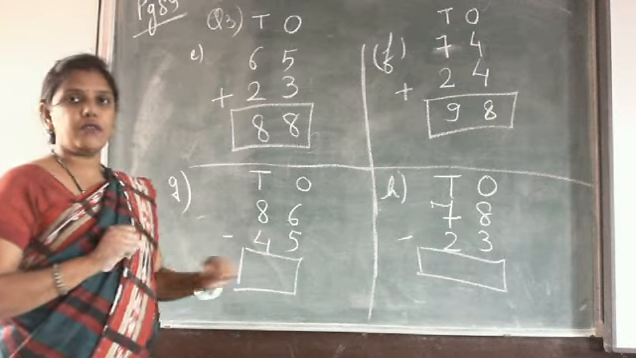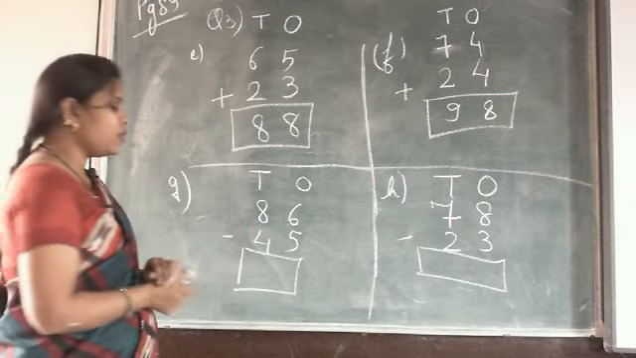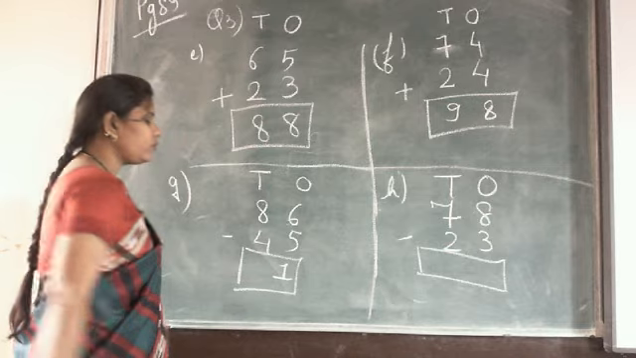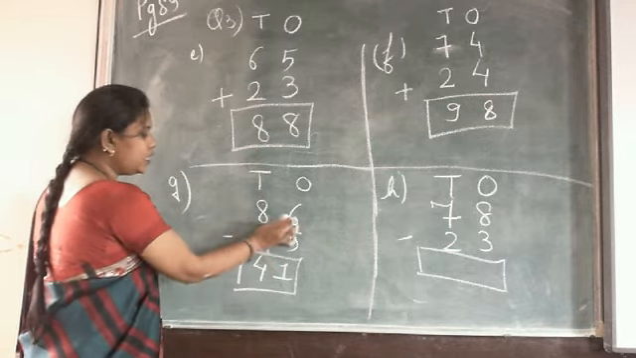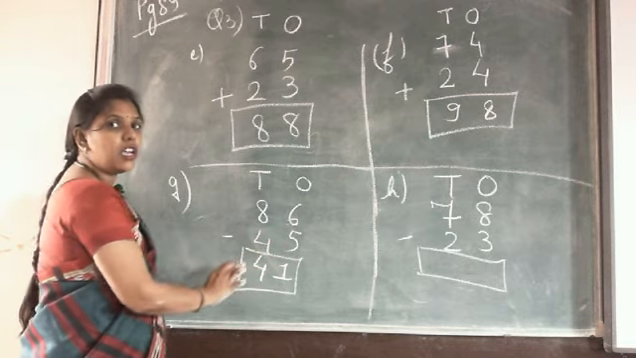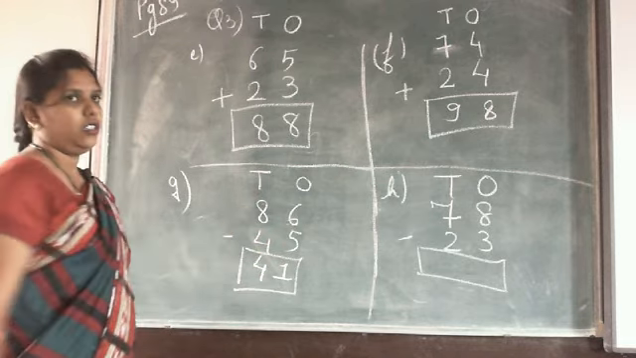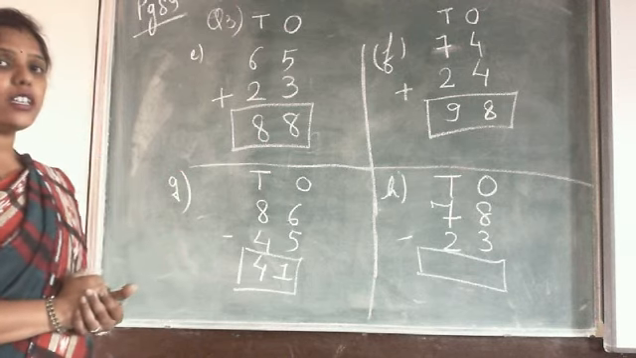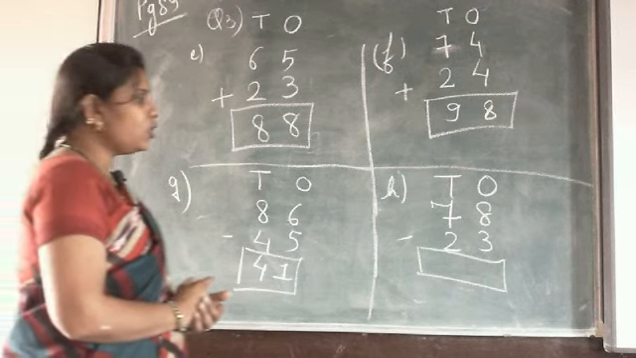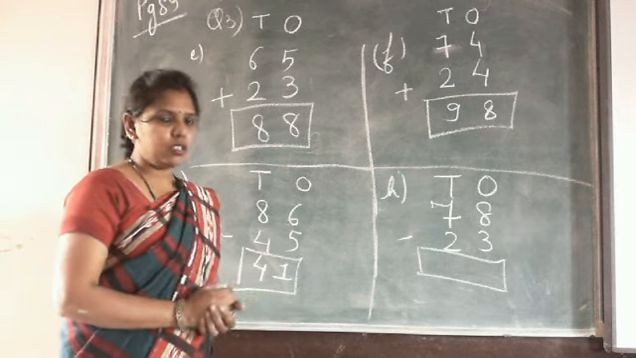86 minus 45. 6 minus 5 is 1 and 8 minus 4 is 4. So 86 minus 45 is 41. Check your answer. Your answer is also 41. Very good. Now the last question.